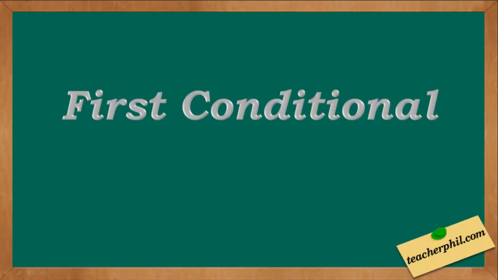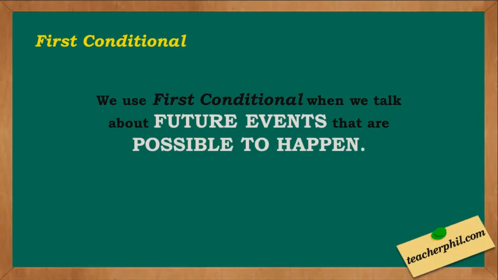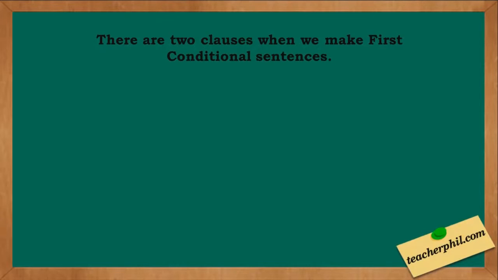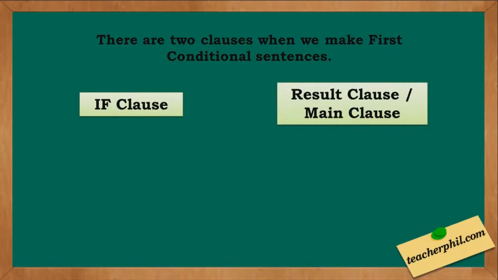First conditional. We use first conditional when we talk about future events that are possible to happen. There are two clauses when we make first conditional sentences. We have the if clause and the result clause, which is also the main clause. If clause is in the present simple tense, while the result clause is in the future simple tense.